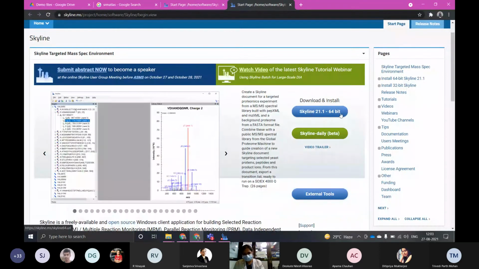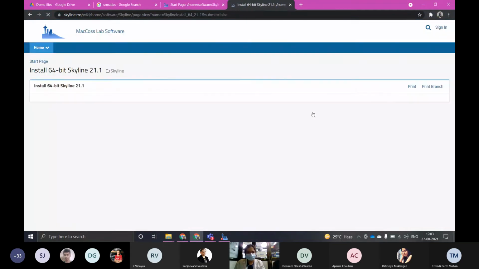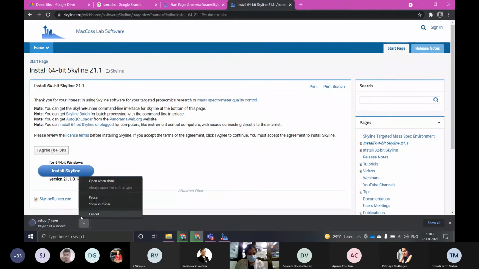As you can see, you can download two versions of the software. The first is the Skyline basic version, and then there is a Skyline daily version. The daily version is the beta version, and it gets more recent updates. Depending on what you prefer, you can download it. Right now I'm trying to download Skyline only. Click on I agree; you might have to sign in. Then you install Skyline. You can click here and the Skyline software will get downloaded.